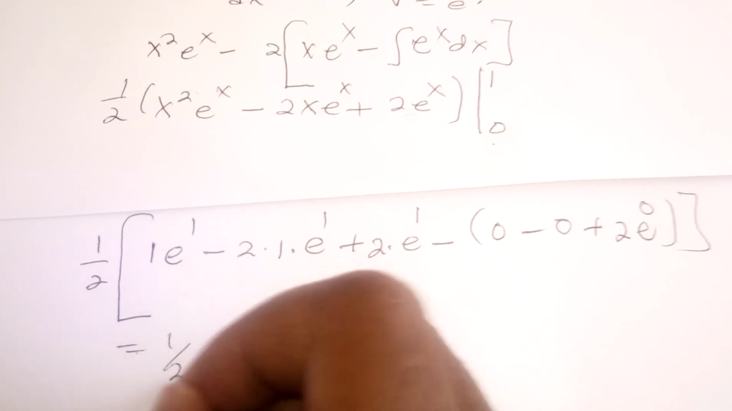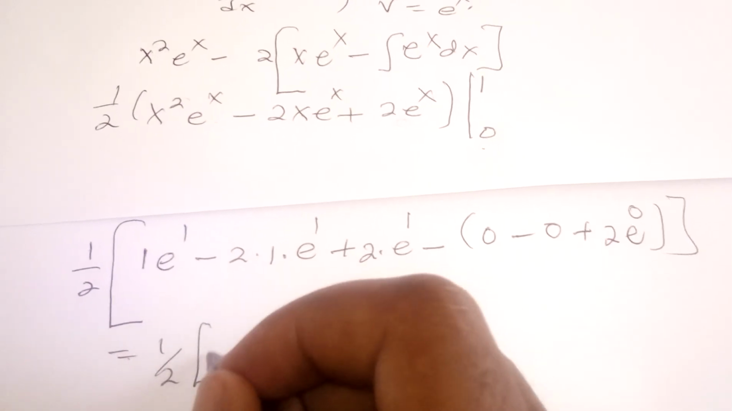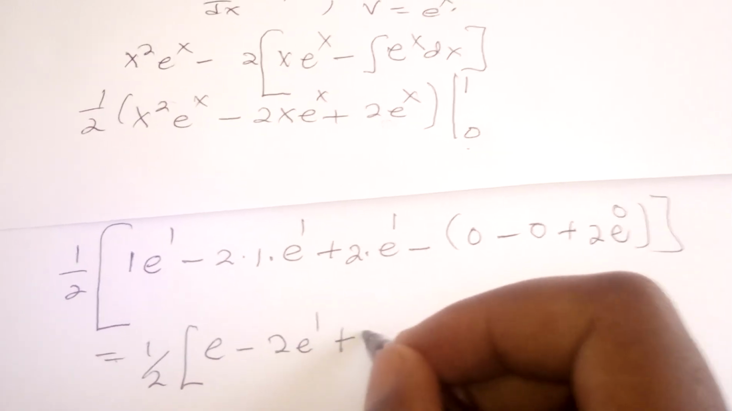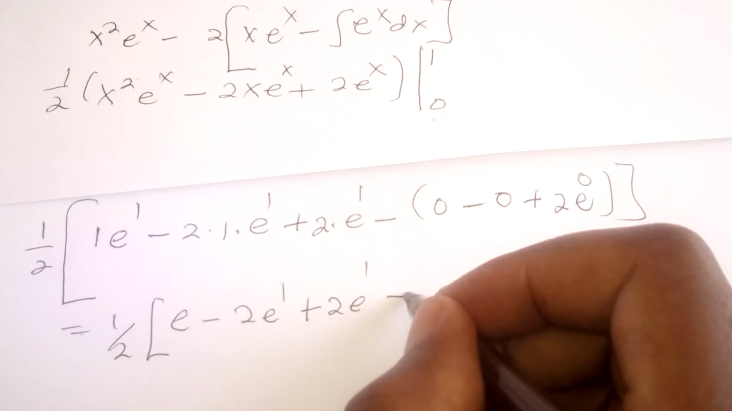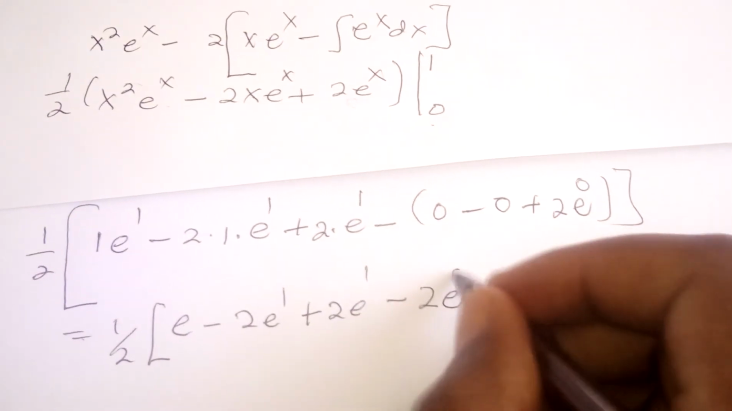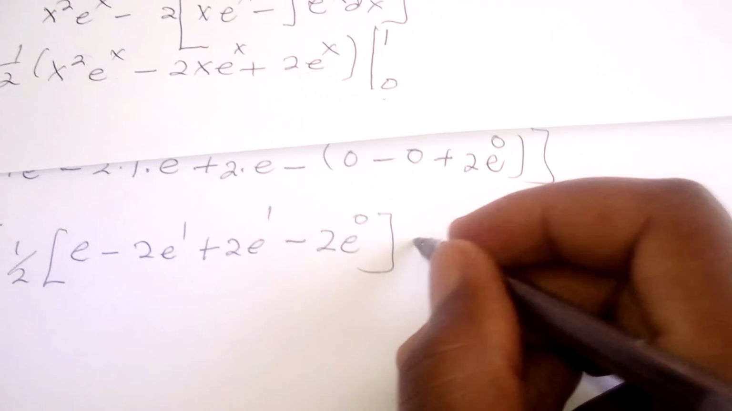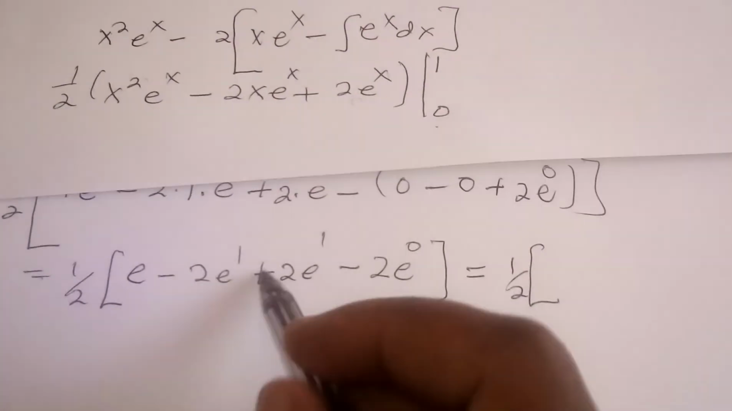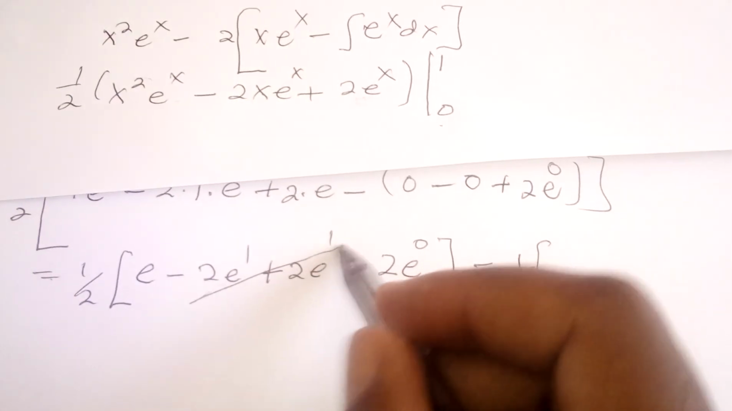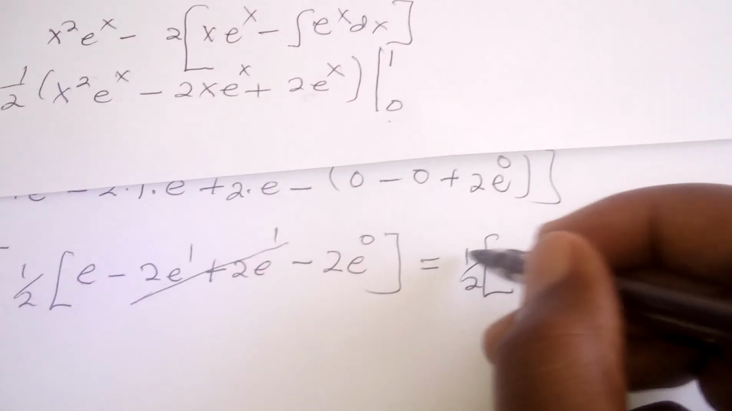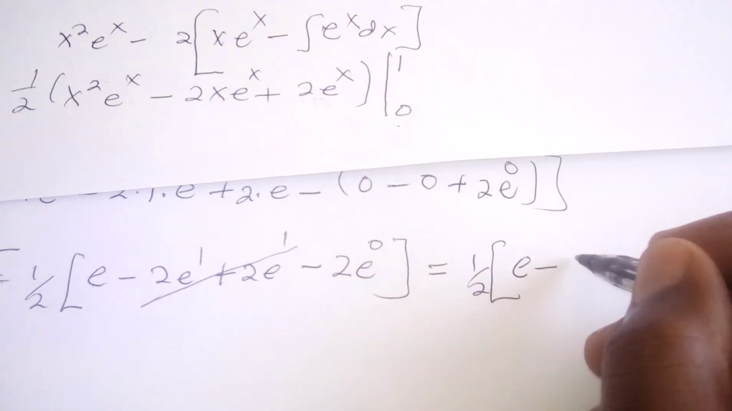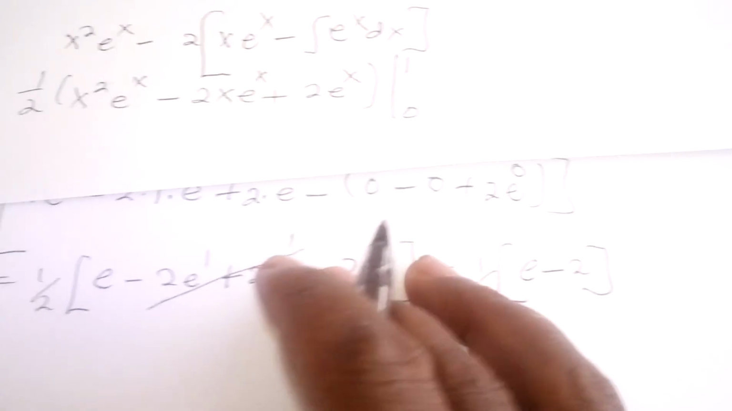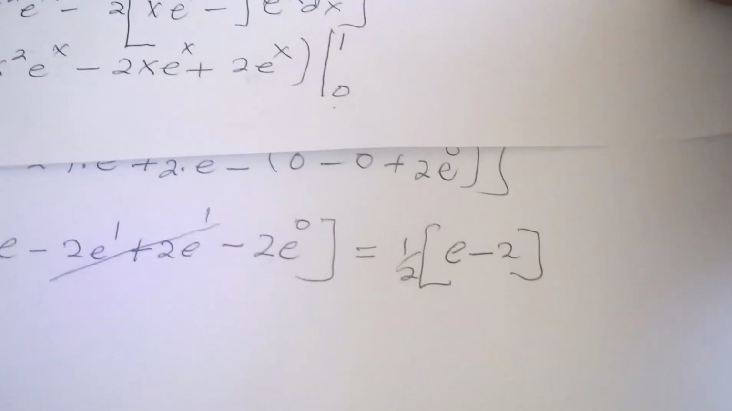So 1 over 2 into what we have in the parentheses: we have e minus 2 e to power 1 plus 2 e to power 1 minus 2 e to power 0, right? You can finish from here. So this one goes to 0. So we have e minus, e to power 0 is just 1, so we have a 2 here, right?